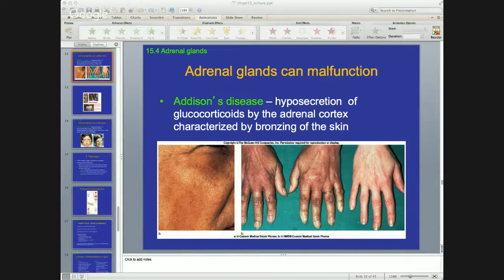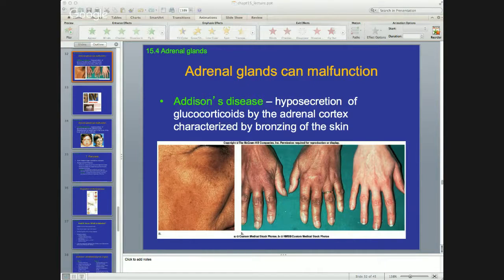So noradrenaline acts in opposition to adrenaline. And again, it's spelled N-O-R-A. It's one word, noradrenaline, not no adrenaline. Good question. Okay, so Addison's disease, like I mentioned, is caused by hyposecretion of glucocorticoids by the adrenal cortex, and one of the symptoms of that is this bronzing of the skin. Let me get to my slide.